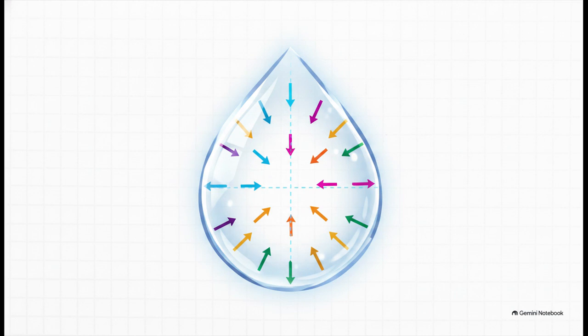By balancing the surface tension pulling the drop together against the internal pressure pushing it apart, we get our formula. Delta P equals 4 times sigma, divided by the droplet's diameter, d. Or, if you want to keep it even simpler, 2 times sigma divided by the radius, r.